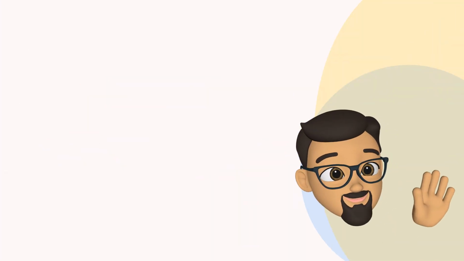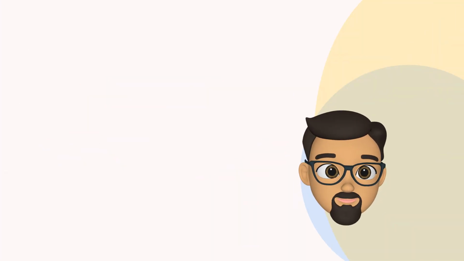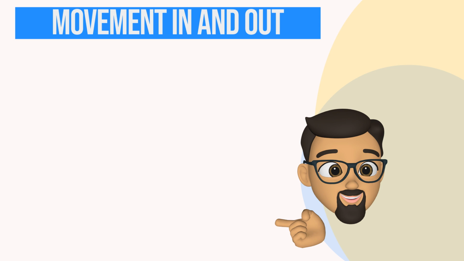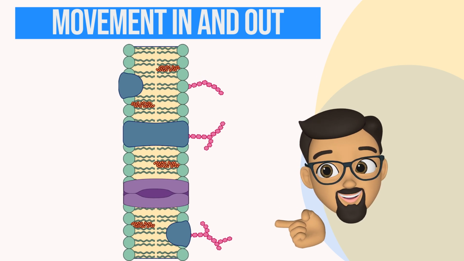Hi all. Now we will speak about a very important topic. Guess what? It's how particles, any particle, move in and out of the living cells across the cell membrane. Particles usually use one of three main processes for their movement.